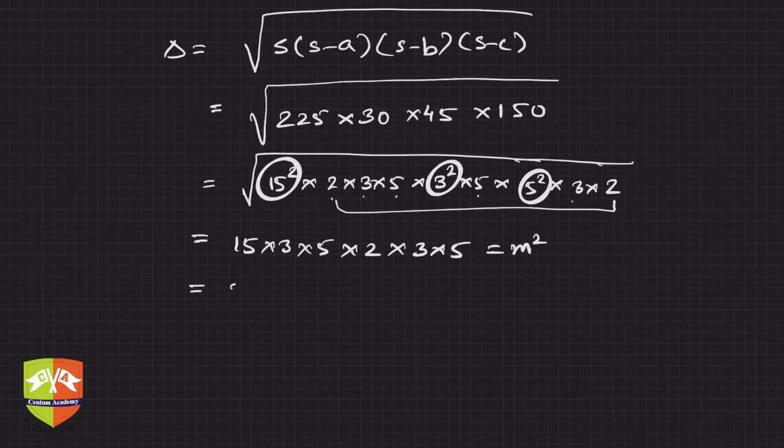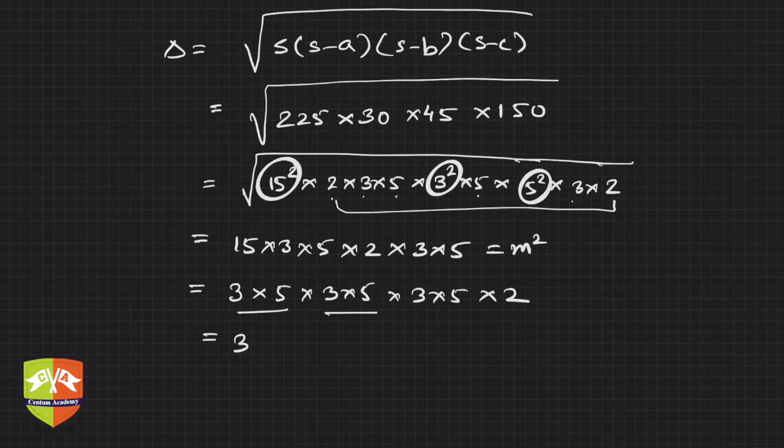So we have 3 into 5, and there is 3 into 5 again. So 15 was written as 3 into 5. This is 3 into 5 again, into 3 into 5 into 2. Oh, great. So that means it's 3 cube into 5 cube into 2. And which is equal to, if you do the calculation, you'll get 6750 meter square.